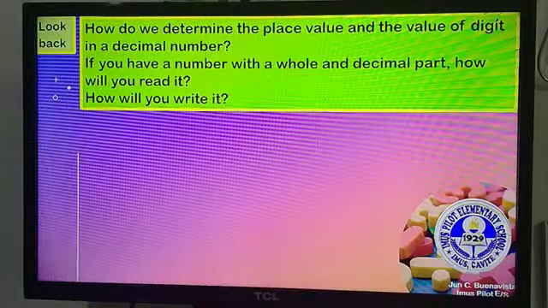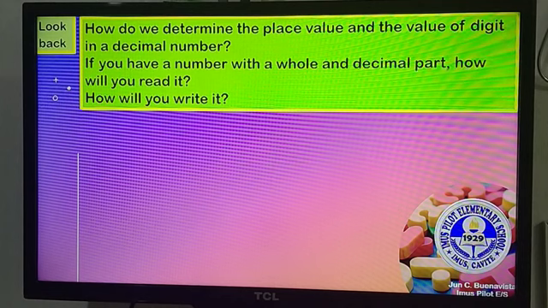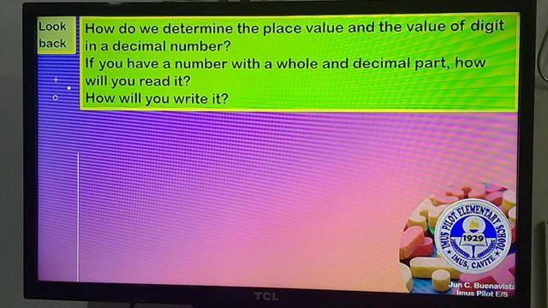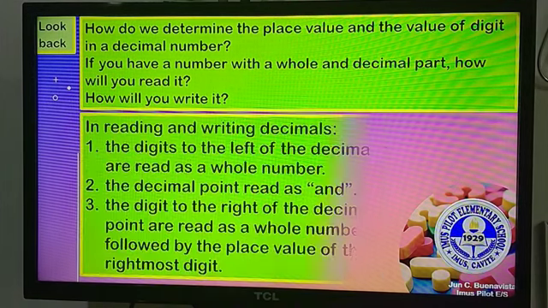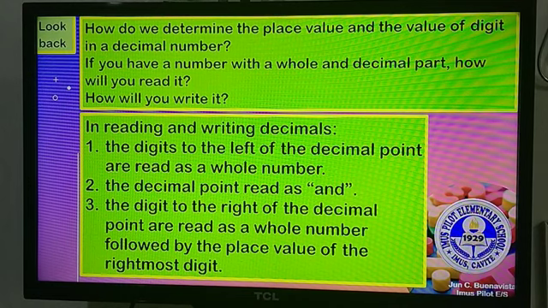Okay. Now, how do we determine the place value and the value of the digit in a decimal number? If you have a number with a whole and a decimal part, how will you read it? Then how will you write it? Now, in reading and writing decimals, 1, the digits to the left of the decimal point are read as a whole number. So, binabasa lang siya kagaya ng whole number. The decimal point is read as "and". Yan ang sinabi ko kanina. Ang decimal points, binabasa natin siya na "and", hindi "point".